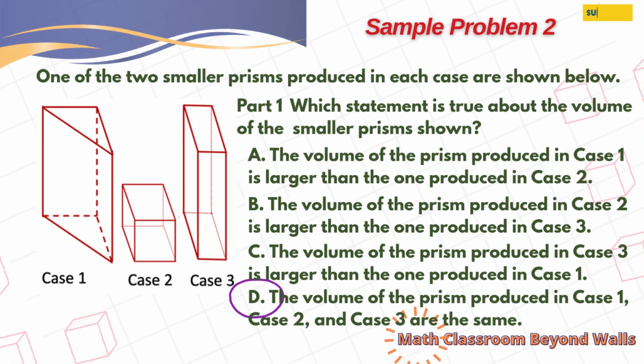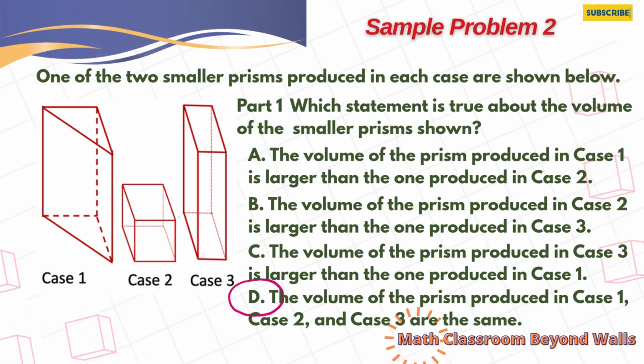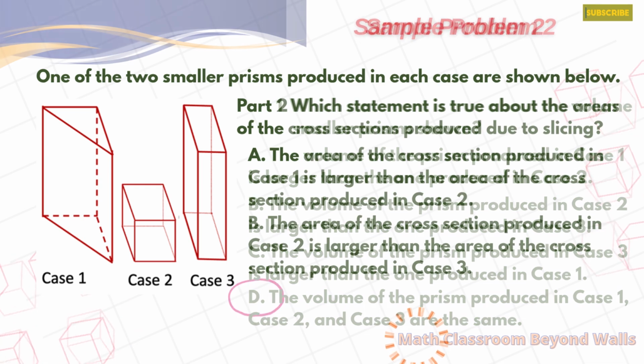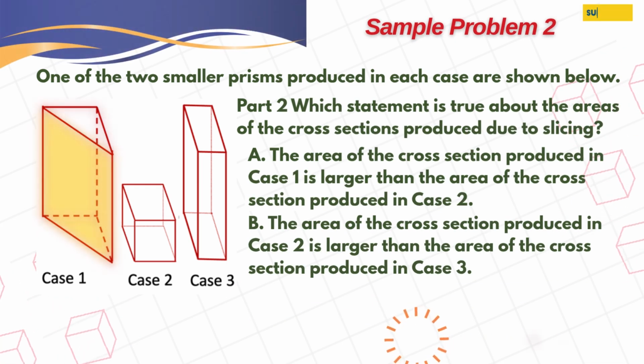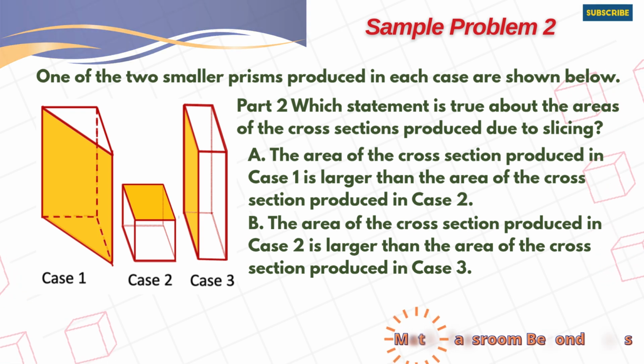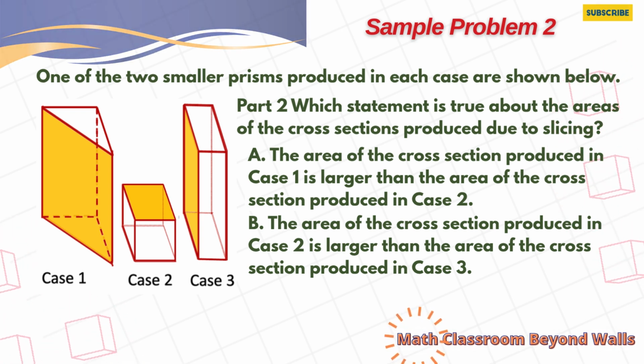There you are, learners. I hope you were able to follow. We will now move on to the second part. The second part deals with the areas of the cross-sections. Look at the cross-sections produced in each case, learners. What do you notice about the cross-sections? You're right, each cross-section resembles a rectangle.